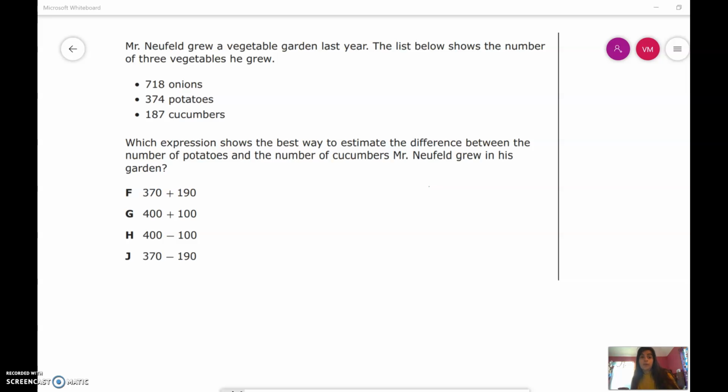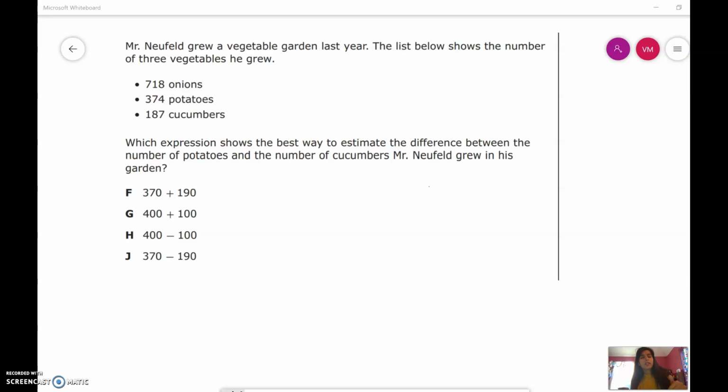Mr. Neufeld, I guess, Mr. N, grew a vegetable garden last year. The list below shows the number of 3 vegetables he grew. 718 onions, 374 potatoes, 187 cucumbers. Which expression shows the best way to estimate the difference between the number of potatoes and the number of cucumbers Mr. Neufeld, or Mr. N, I could change his name, grew in his garden?